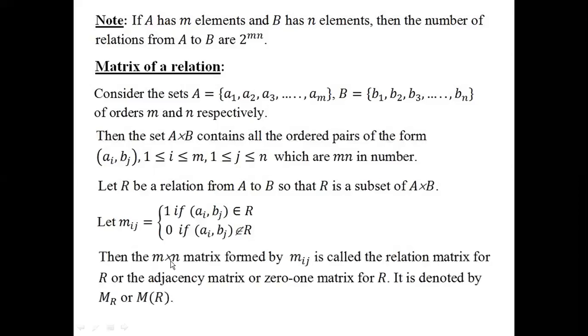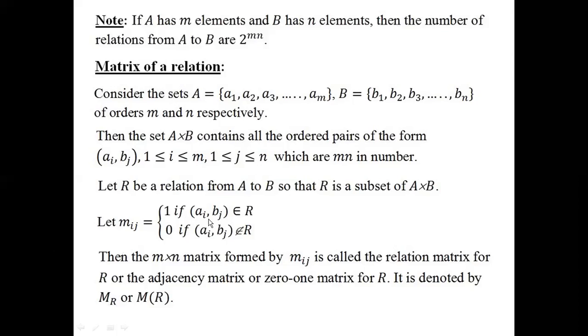Then the m cross n matrix formed by Mij is called the relation matrix for R, or the adjacency matrix. Alternately, it is also known as the 0-1 matrix for R. It is usually denoted by M of R, or M suffix R. So here we are trying to understand how to write down the matrix of a relation.